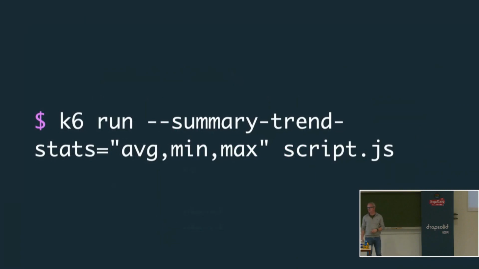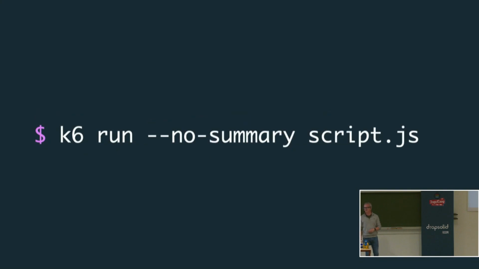And you can do that at the command line level as well. With trend stats, I want to see average, min, and max. Or I don't want to see any summary at all. Imagine, you're doing tests, you're running them, and in the end, you don't care about the output. We'll get there. There's real use cases for that.